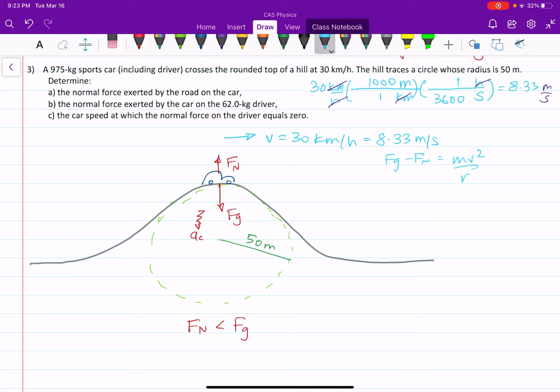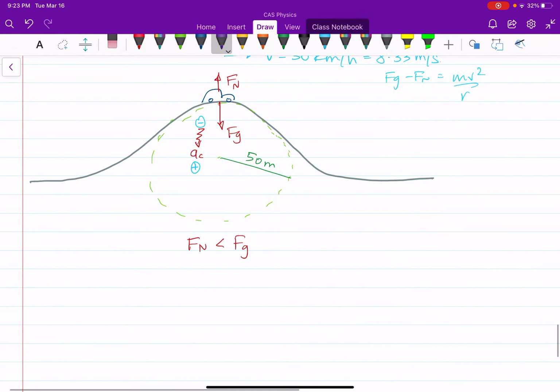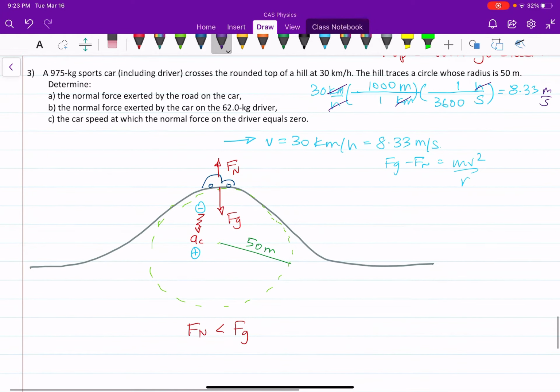If the acceleration is down, remember what we said in the last problem, we're going to take down to be positive and up to be negative. So now we're just going to solve this like we solve all of our problems. This is part A. What we're saying is Fc equals the sum of the forces, which equals mv squared over r. Now in this example, keeping track of the signs, since down is positive, Fg is positive. So we've got Fg minus Fn, since Fn is up, which in my diagram is negative, and that equals mv squared over r.